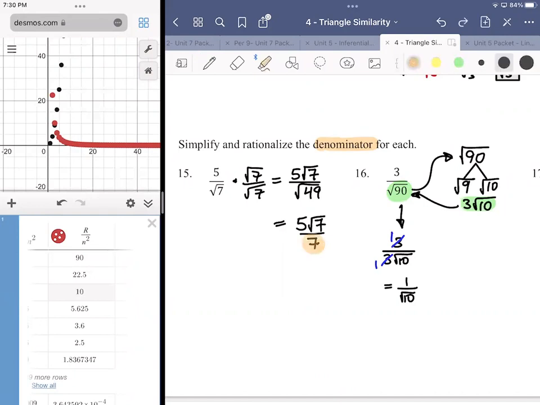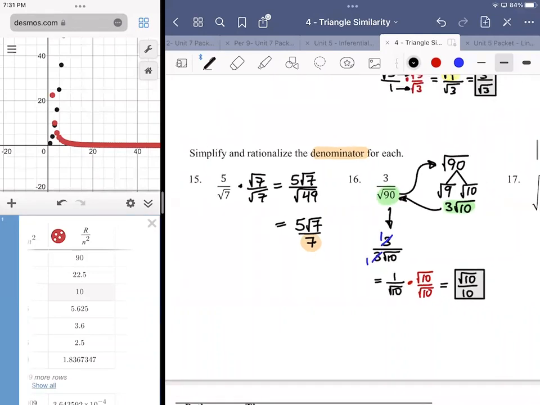Let me see the highlighter. So to do that, I multiply top and bottom by the radical I want to get rid of, in this case, rad 10. So 1 times rad 10 is rad 10. Rad 10 times rad 10 is just 10. Right? Because it's rad 100, square root of 100 is 10.